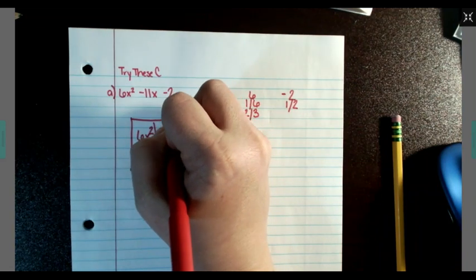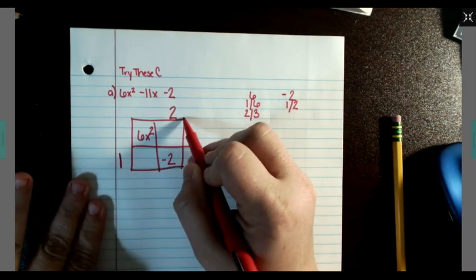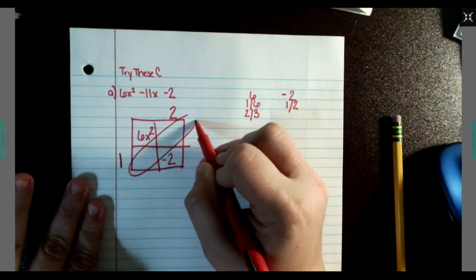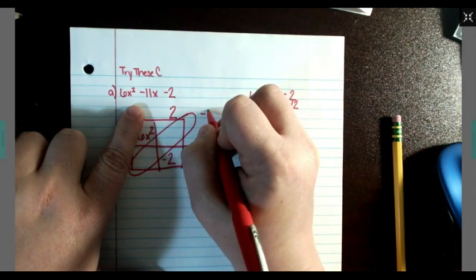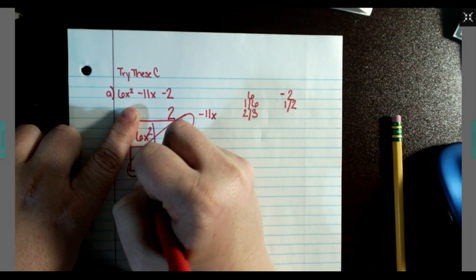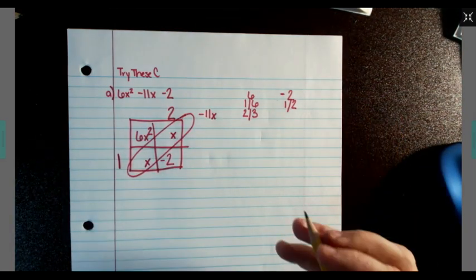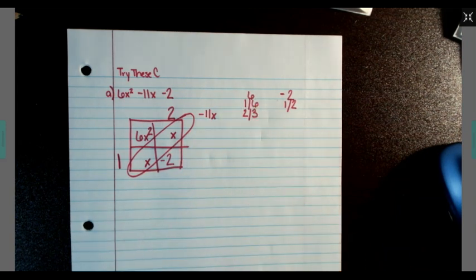Now, we know that these have to be 2 and 1. I don't know in which order, but they're set. One's going to be positive, one's going to be negative. I can go back and change that as I need, but at least I know that they are 1 and 2. I know along the diagonal, I want to get a -11x. So we're going to have an x term here and an x term here. So we're going to play around with these combinations here.